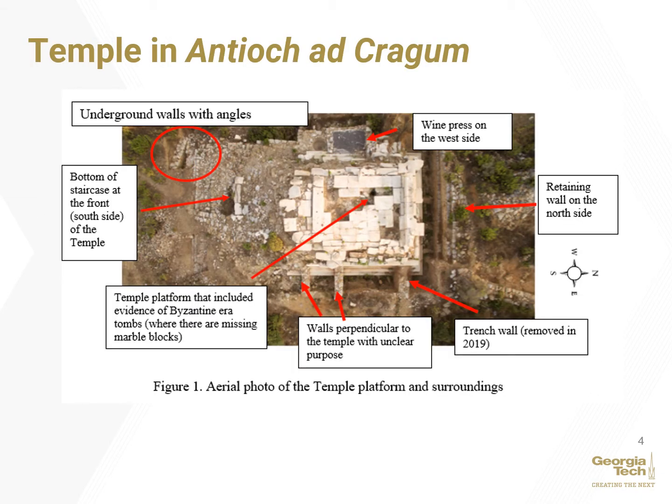This is an aerial view of the temple grounds as they are now after some excavations and clearing. North is to the right side here, and we have a retaining wall there because this whole site is on a hill. It's on an incline, and in the front, of course, we have a staircase that was marble at the time to access and ascend to the temple platform.